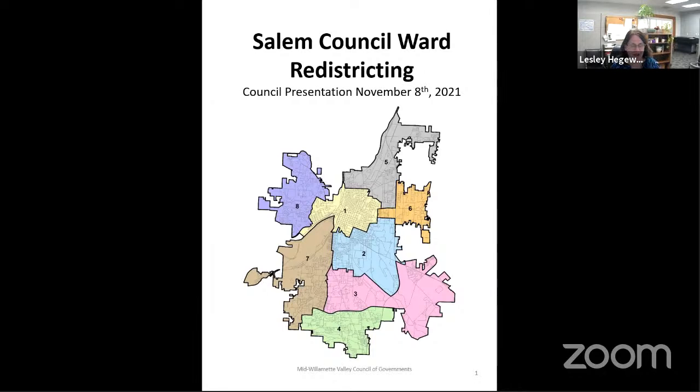So, just a brief history. Every 10 years this happens in order to rebalance the population between the council wards to ensure equal representation. And the process is done in GIS software, which is software that's designed for mapping and geographic data analysis.